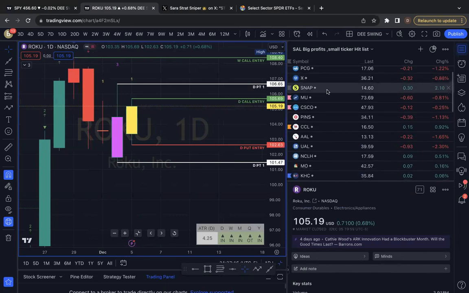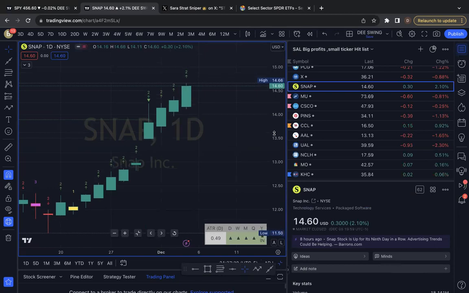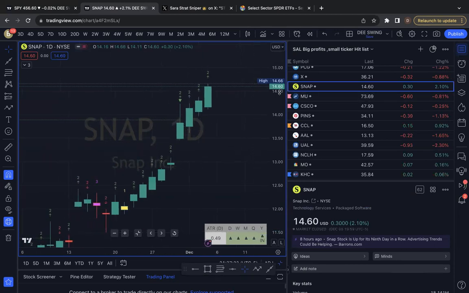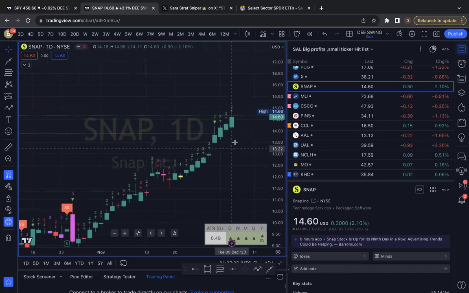So we got Snap. Look at Snap. Snap is trading at $14 right now. What you think those contracts looking like? If the stock is trading at $14, what do you think the contracts for options is looking like? Kind of cheap.